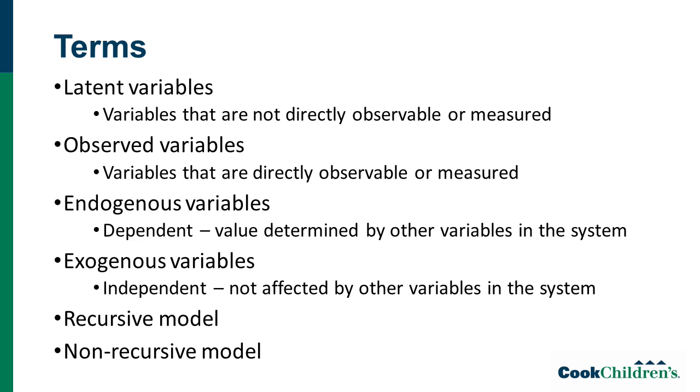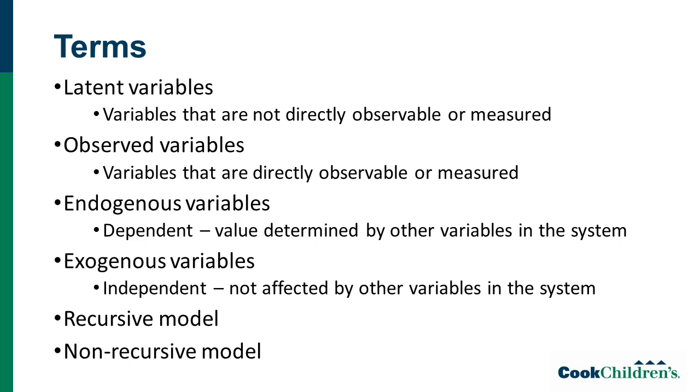So endogenous variables are similar to dependent variables. So the value is determined by other variables within your system. And exogenous variables are similar to independent variables, where the value is not affected by other variables in the system. Now, they're most likely impacted by variables outside of the system, but not those within. So in SEM, it's important to note that a variable can actually be endogenous and exogenous, or if you like to think about it, independent and dependent.